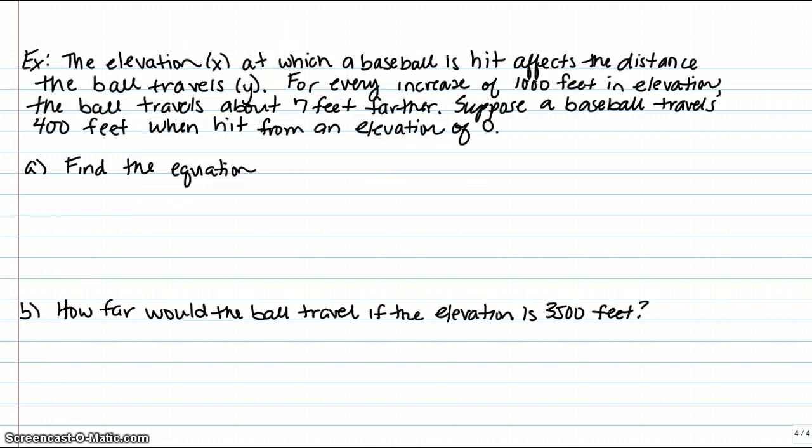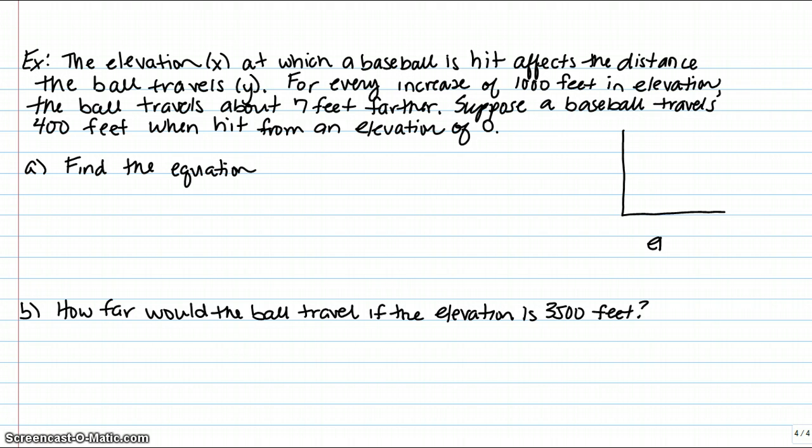Okay, moving on. Here's another situation. It's a little trickier and it's got some harder numbers. The elevation at which a baseball is hit affects the distance the ball travels. For every increase of 1,000 feet in elevation, the ball travels about 7 feet further. Suppose a baseball travels 400 feet when hit from an elevation of 0. We need to find the equation and then also find how far the ball would travel if the elevation is 3,500 feet. Well, it says the elevation's x and that the distance is y.